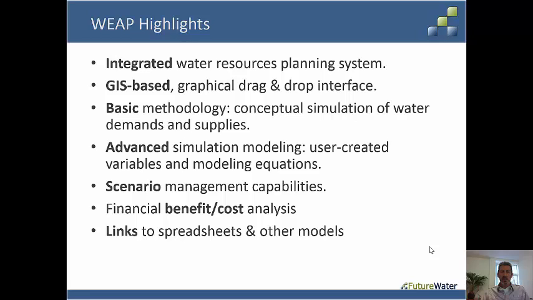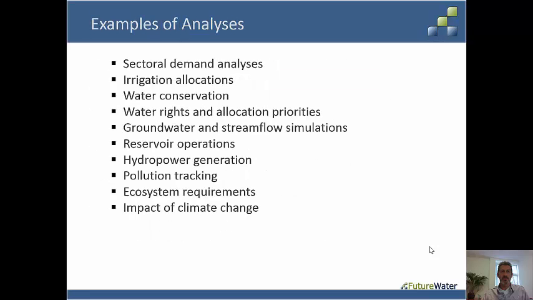Another particular strength of WEAP, and I also will demonstrate that later, is that it's very easy to do scenario analysis. So what is going to happen if you take a certain decision? There is also a component for doing a financial benefit-cost analysis, and very important is that WEAP can be linked very easily to spreadsheets or to other models.